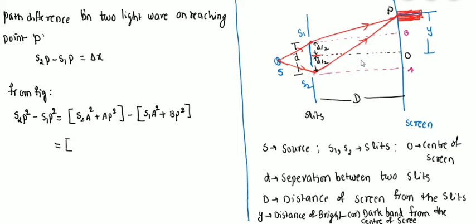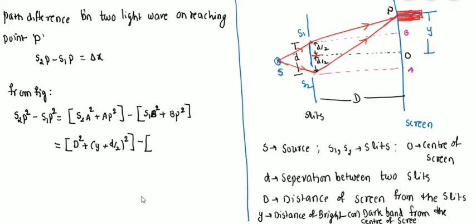S2A is what? It is d from the figure. d squared plus AP is what? AP, you see, we write OP plus OA. OP is y. OA is equal to d by 2. We write AP as y plus d by 2 whole squared. AP is y plus d by 2, minus S1B. S1P is S1B, it is B, not A.